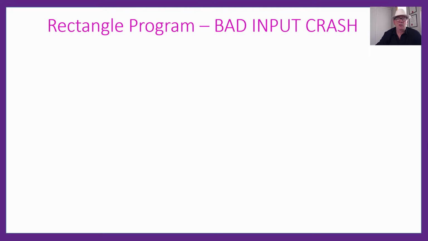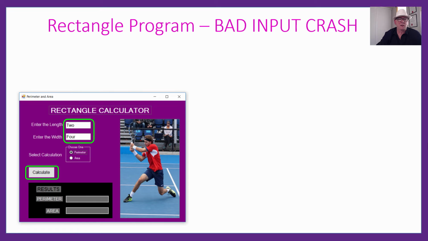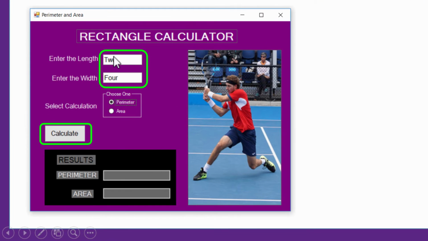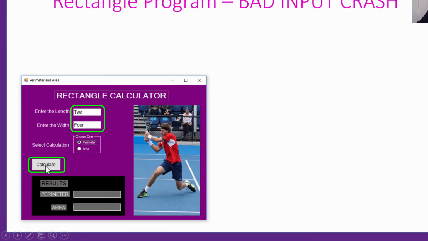Now, things can happen that are worse than that, which is the bad input crash. All right, so you might think, who would ever type in words, which are longer to type than numbers anyway, and not type in the number 2 and 4? Okay, some people, maybe they like English and books and reading and writing, so they just want to put in, okay, 2's TWO in English, 4's FOUR, I want to do perimeter, and click calculate.